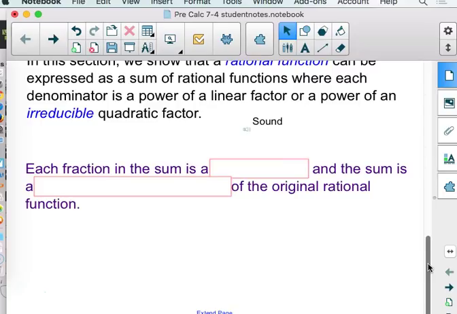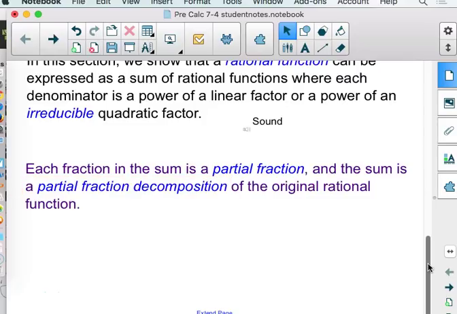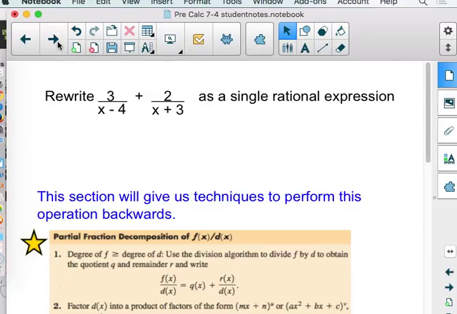Well, each fraction in the sum is a partial fraction, and the sum is a partial fraction decomposition of the original rational function. What on earth are they talking about? Well, they're saying we might have this big, huge answer for a fraction answer for a problem, and we may need to work backwards and break it up into smaller pieces that we can do the math on. Let me give you for instance.